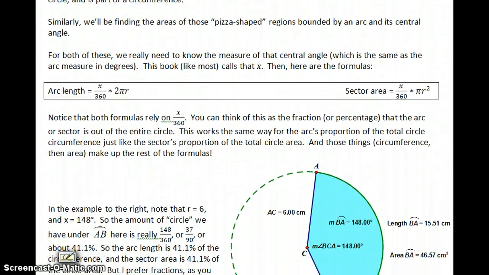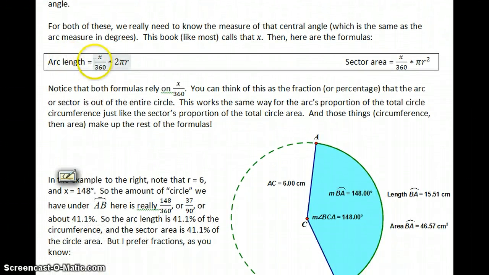I give you these lovely formulas here. Arc length is x over 360 times 2 pi r, and sector area is also this mysterious fraction x over 360 times pi r squared. So what's with the x over 360 and what does that even mean?